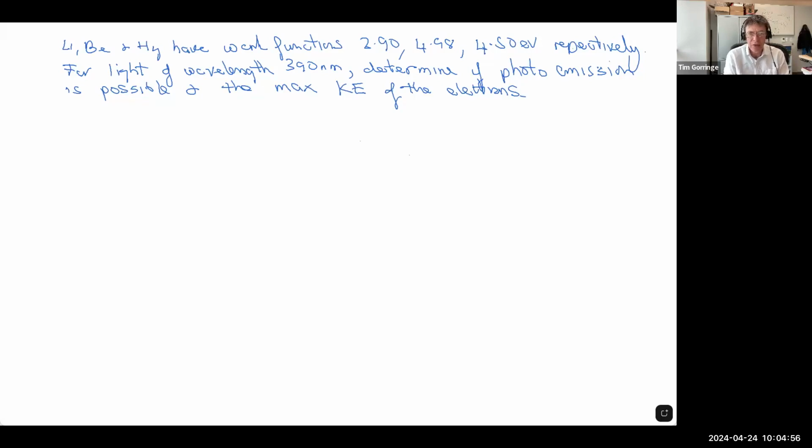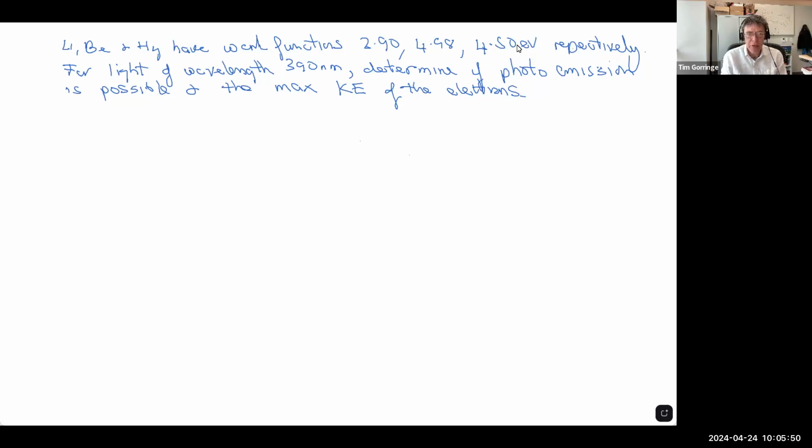In the photoelectric effect, we imagine that these particles of light, these grains of light, are colliding, striking the electrons in the metal, and then knocking out the electrons from the metal into the surrounding space. In this particular problem, we're asked to consider three different metals as targets. There's lithium, there's beryllium, and there's mercury, all metals. And we're told that their work functions are respectively 2.9 electron volts, 4.98 electron volts, and 4.5 electron volts.